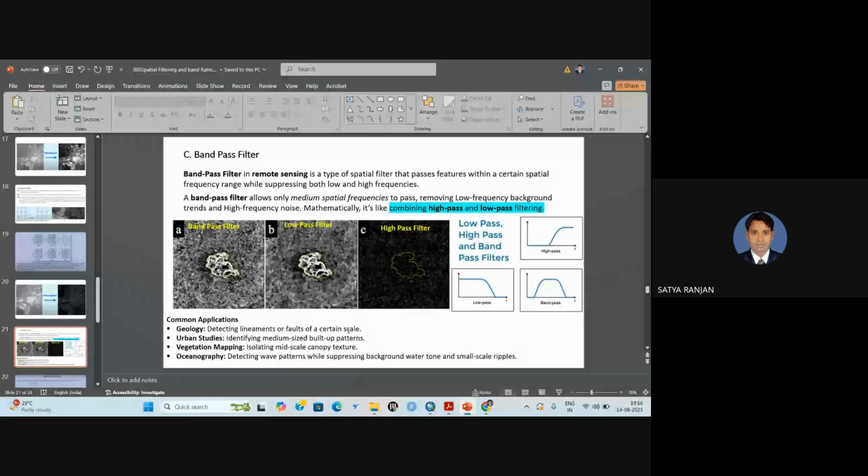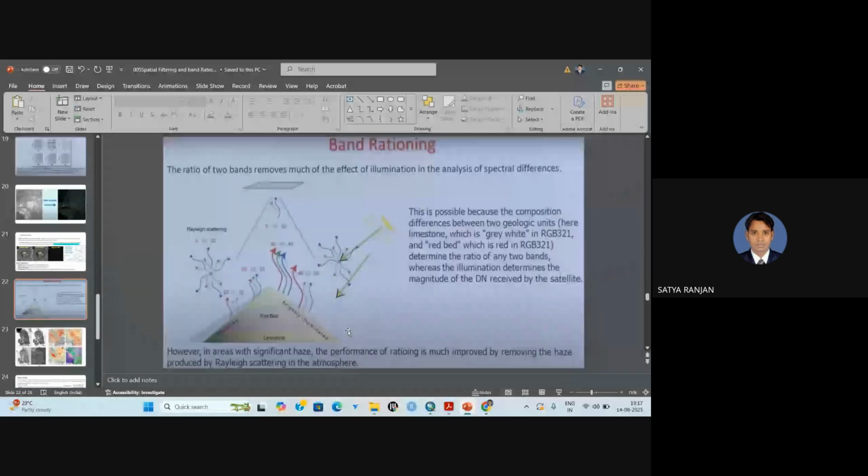Some missing roads and other lines are not seen in this left image. But after sharpening, all the road networks are clearly visible. But other features lose their information.